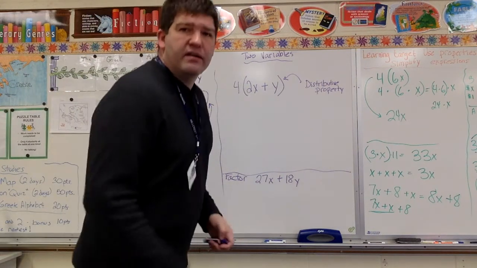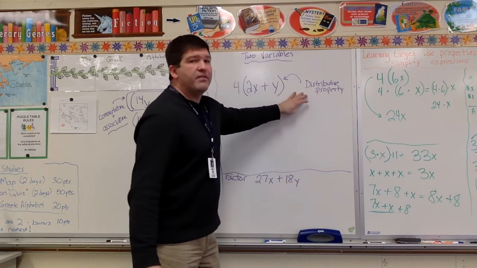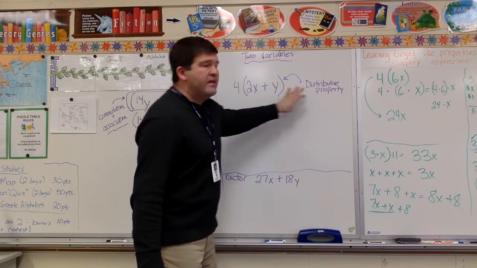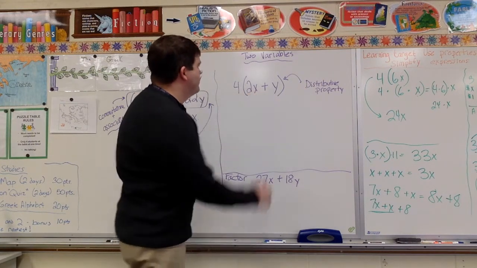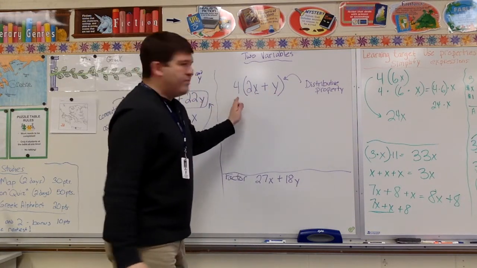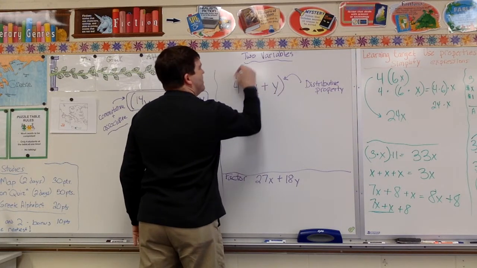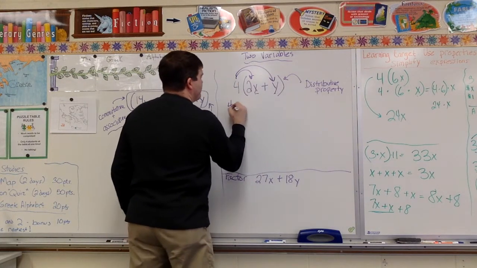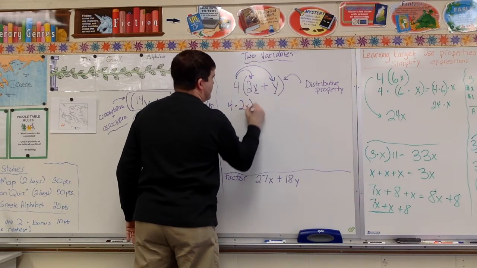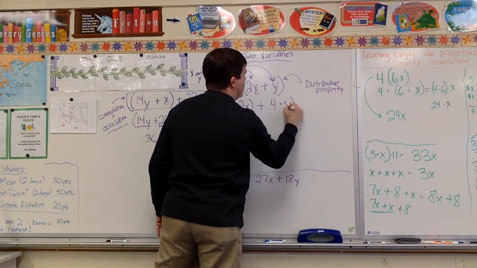Now let's go over here. Let's look at this distributive property. Now, I want to simplify this. I have 2 variables. I have an x and a y. But I know that with this here, I'm timesing it by this here and timesing it by this here. So it's 4 times 2x plus 4 times y.